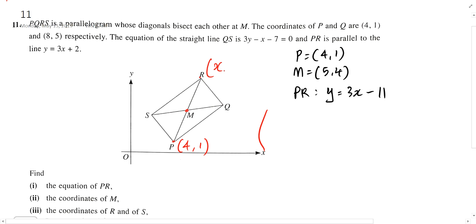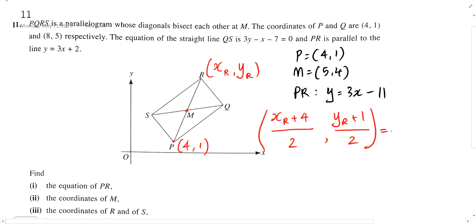Let's call this xr, yr. Using such a convention makes it easy for me to know what I'm dealing with. xr obviously refers to the x coordinate of R, and yr obviously refers to the y coordinate of R. So to find the midpoint, xr plus 4 divided by 2. The other side must be yr plus 1 divided by 2. And this is supposed to give me, Wilden, what are the coordinates over here? 5, 4. So in this case, can you find xr already?